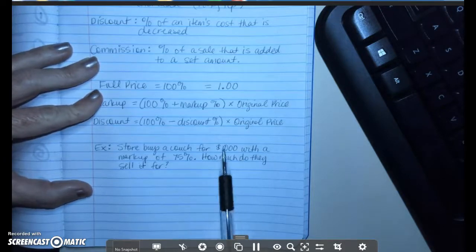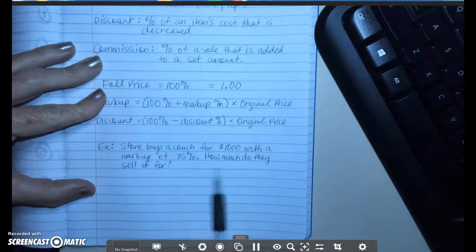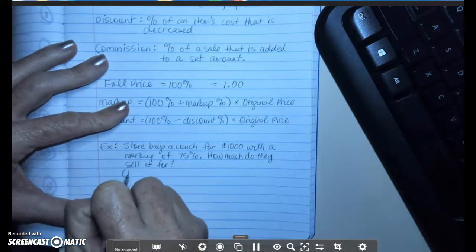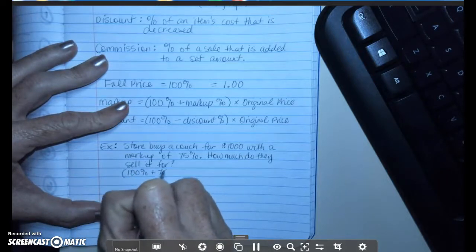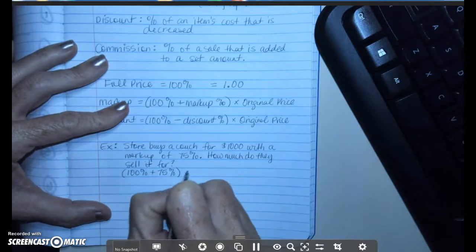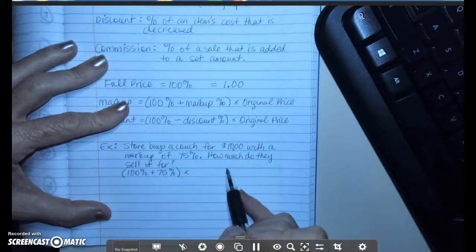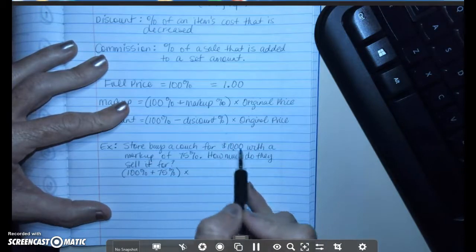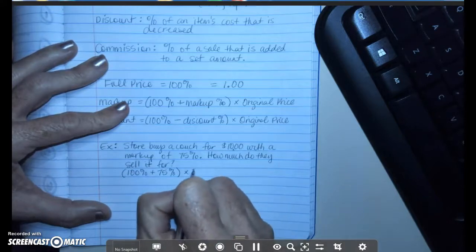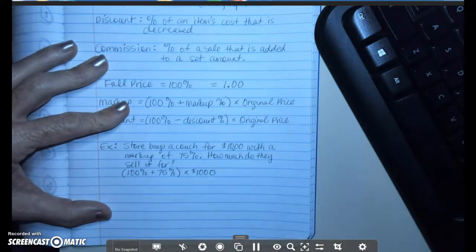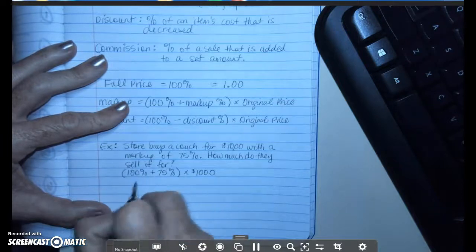Okay, so Eleni, are we going to add our markup percent or subtract our markup percent? We're going to add it, right? So we're going to have 100% plus the 75%. And what was the original cost of that couch? What did it cost the store? Oh, $1,000. Okay, sorry, you can't read it. $1,000. Okay. So here's the easy part. What's 100 plus 75? 175%.